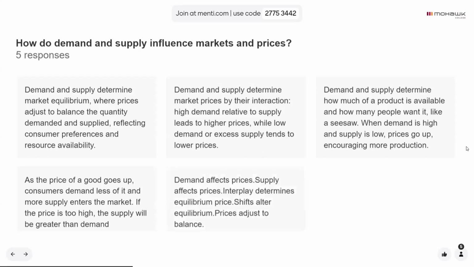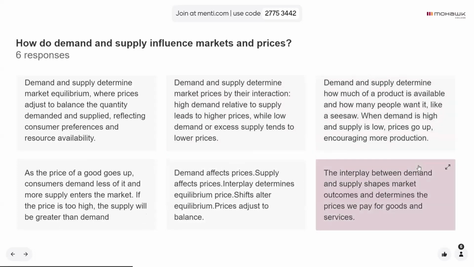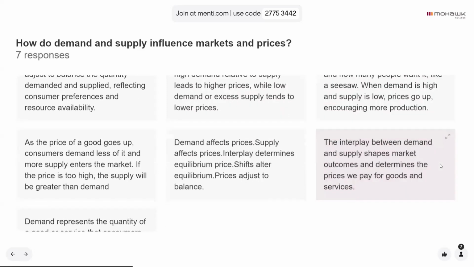Like a seesaw, when demand is high and supply is low, price goes up, encouraging more production. As the price of a good goes up, consumers demand less of it and more supply enters the market. If the price is too high, the supply will be greater than demand. Demand affects prices, supply affects prices, their interplay determines the equilibrium price, shifts alter equilibrium, and prices adjust to balance. The interplay between demand and supply shapes market outcomes and determines the price we pay for goods and services.